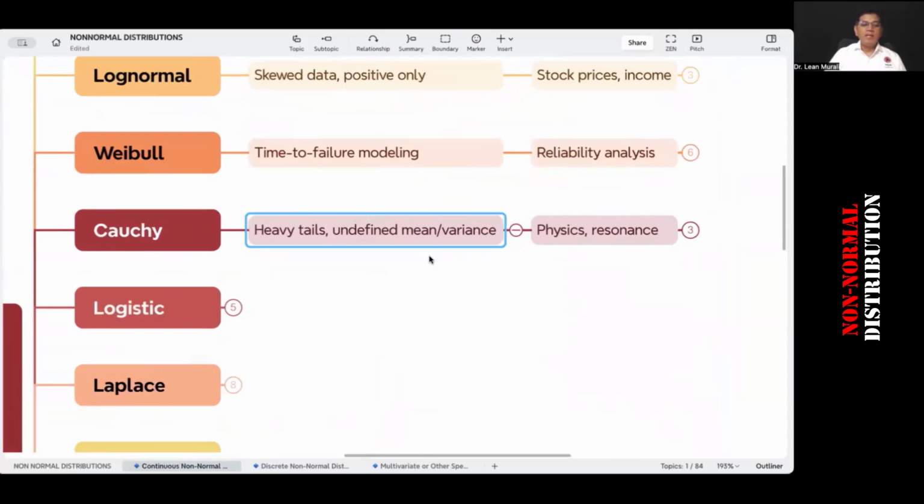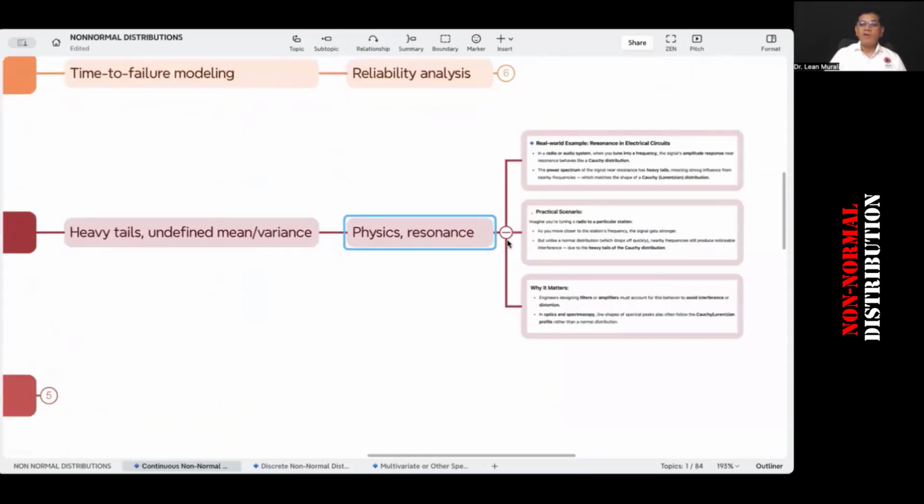Now, let's talk about Cauchy distribution. You may not have heard about it, but let me quickly tell you.